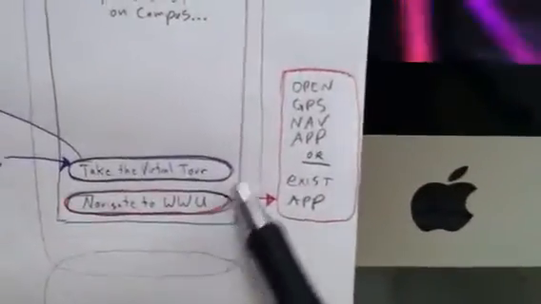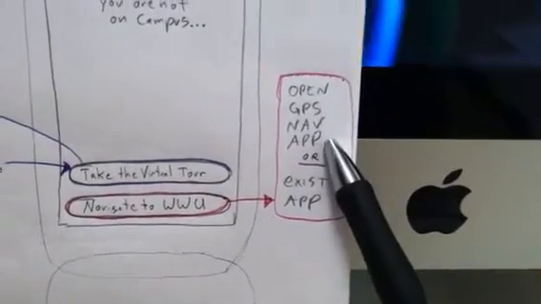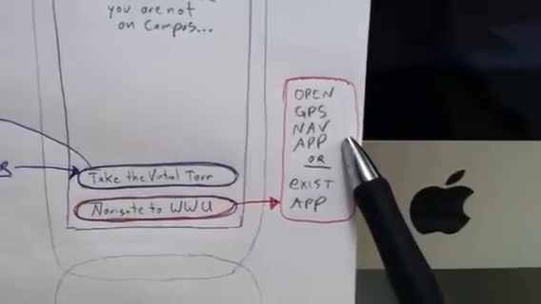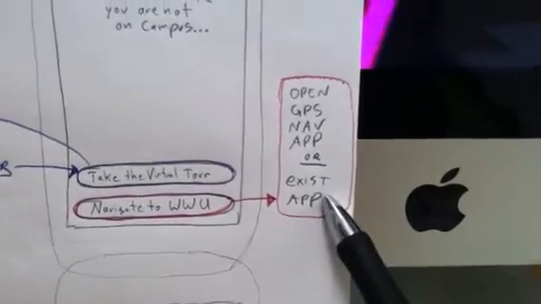If you click on navigate to WWU, we have a couple options. It'll just open up the navigation program that you have in your phone and start navigating you to Western Washington University, or it'll just exit the app. That's the idea for now.